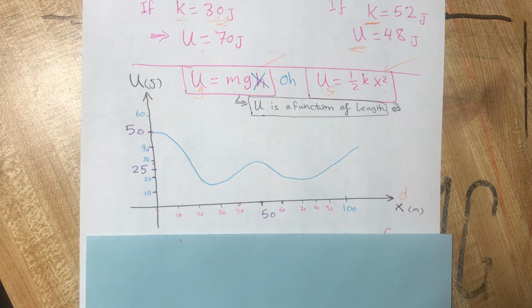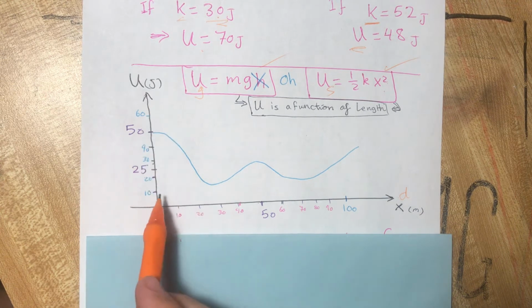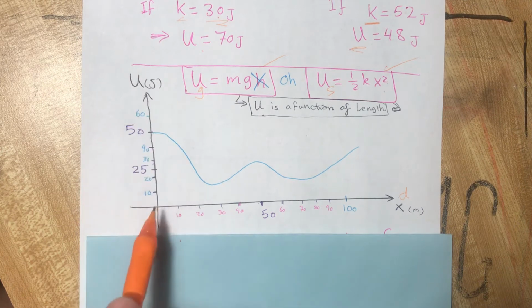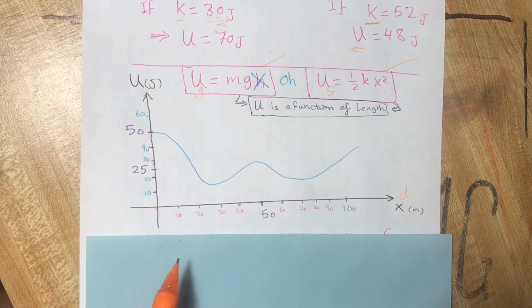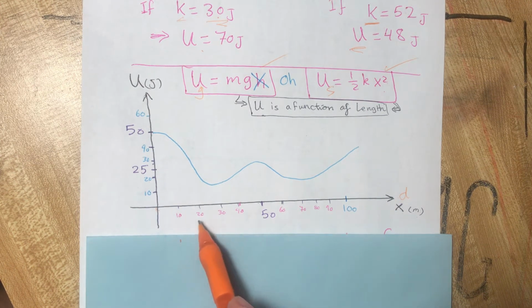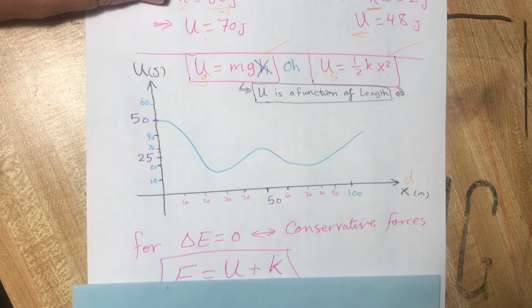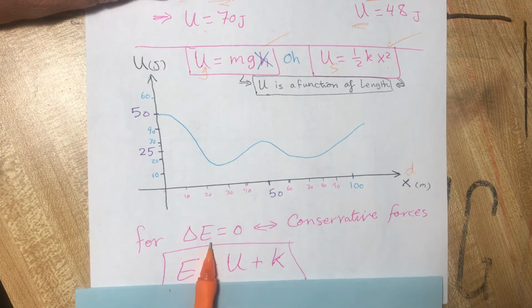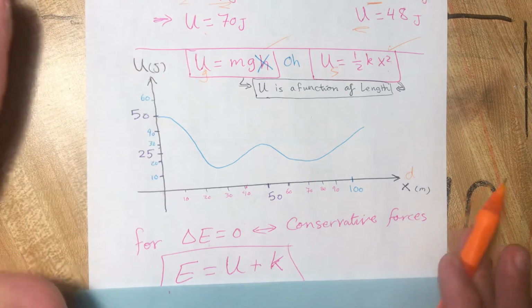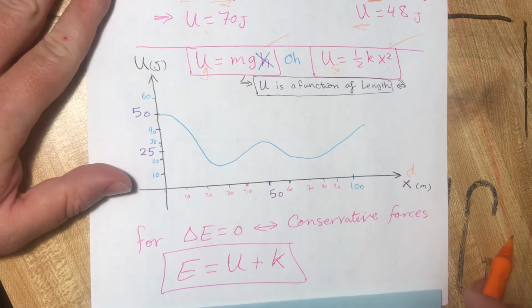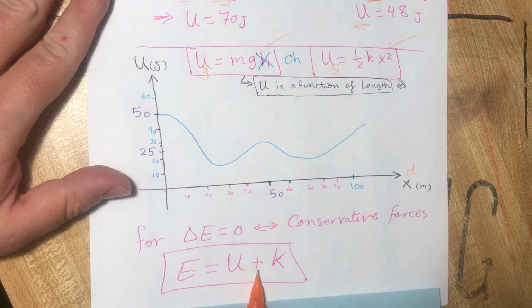What if we have this arbitrary curve for our system, and the potential energy is divided on the vertical axis as 10, 20, 25, as we see here, and the length axis is divided by tens in meters. Okay, we need to be sure that the change in mechanical energy is zero, because we have conservative forces. The mechanical energy will be the same, which is equal to the potential energy plus the kinetic energy.